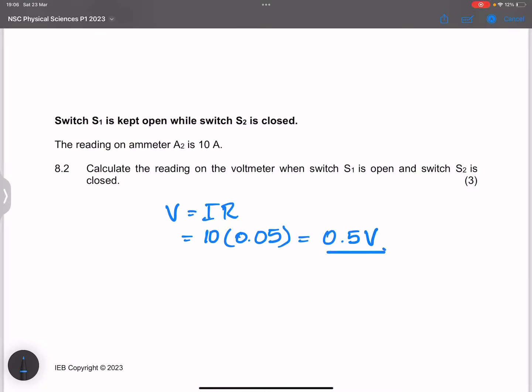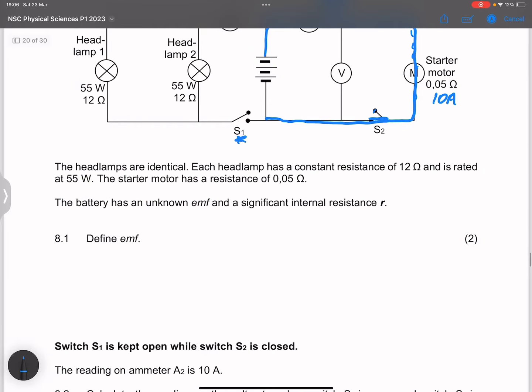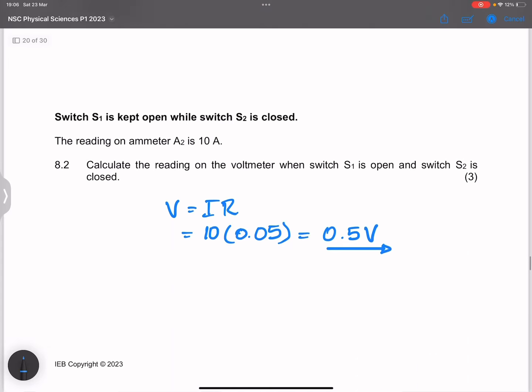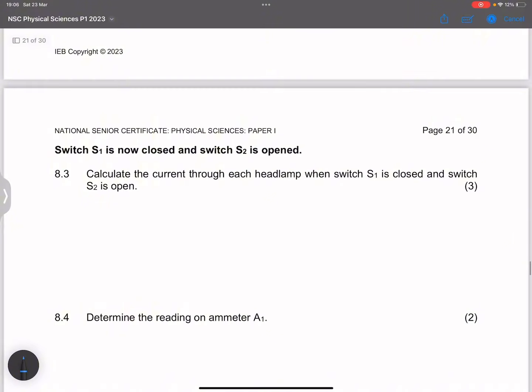Right, so voltage should be 0.5 volts. Okay, and then they say to us, okay, so the next question, they say calculate the current through each one. They say switch S1 is now closed and switch S2 is open.